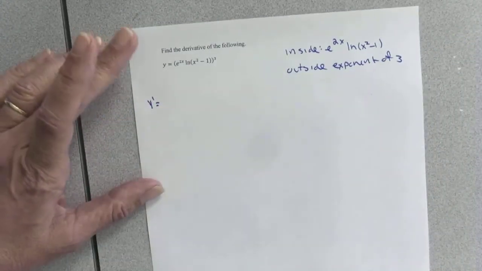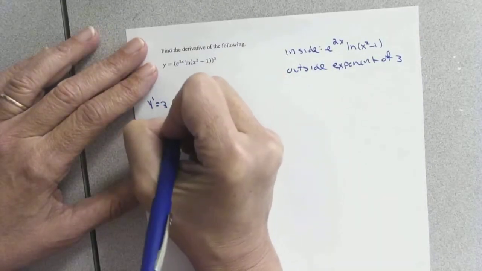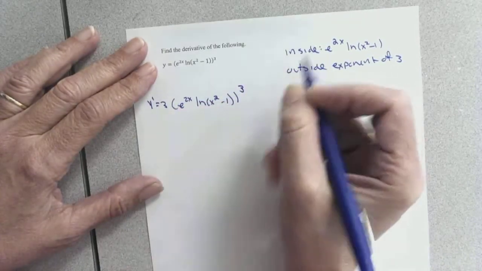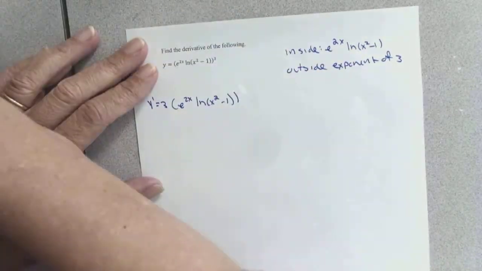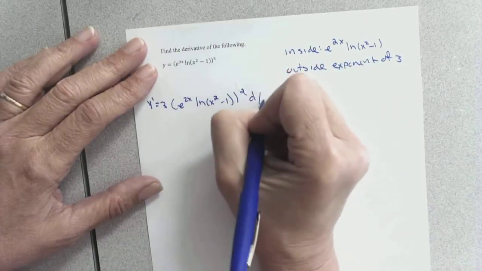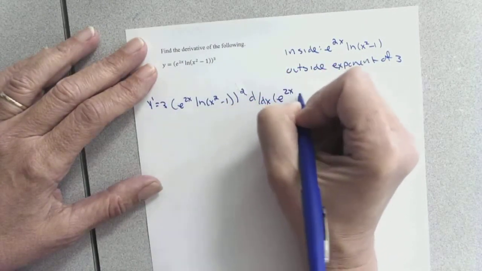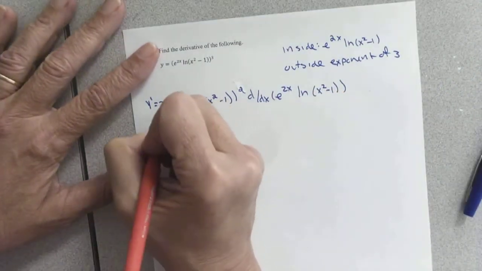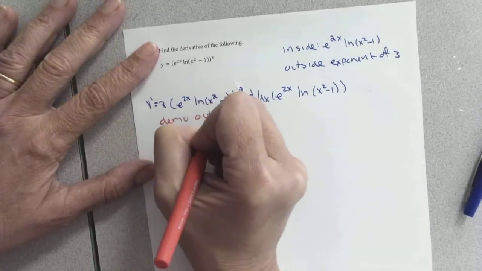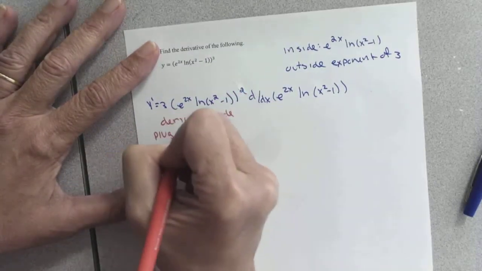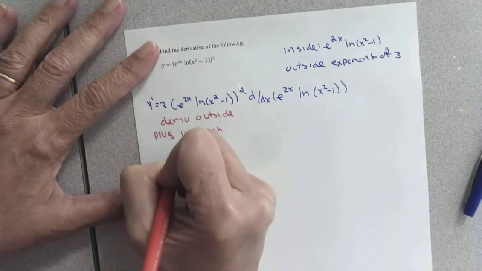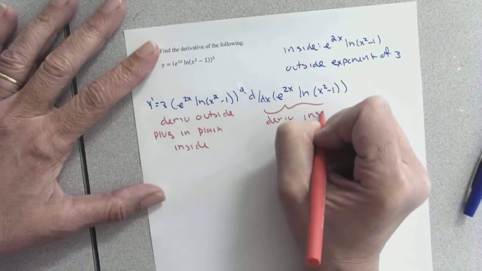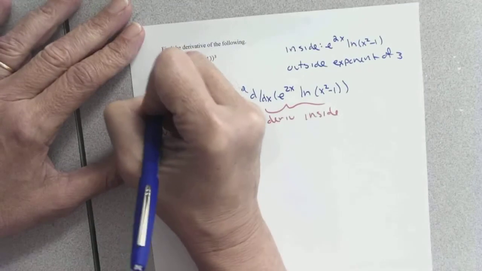So starting on the outside, I multiply by that exponent, change nothing else, then times the derivative of the inside. So, derivative outside, plug in plain inside, derivative inside. Chain rule.